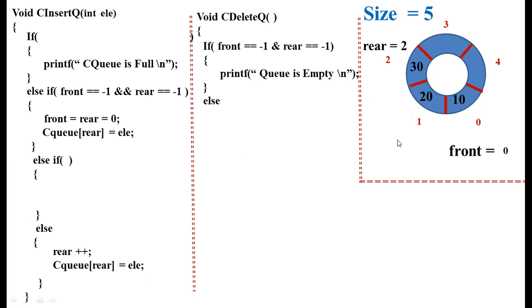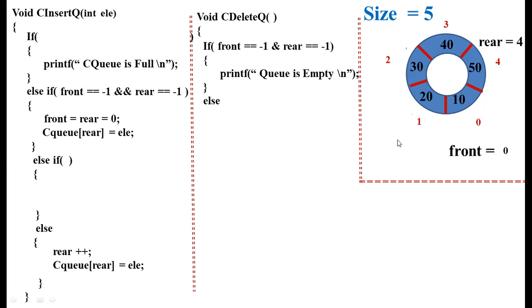Next, when we insert the fourth element, say 40, the rear will become 3 and the 40 will be placed in this location. When we insert the next element, 50, rear will become 4 and 50 will be placed here. Now you can see that the queue is full.